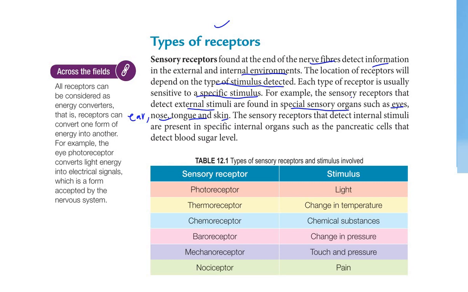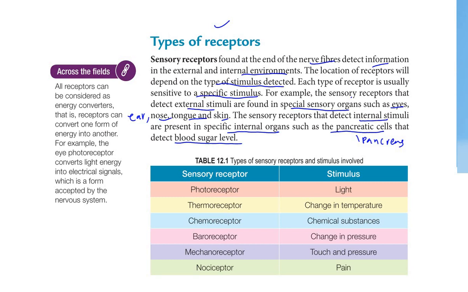The sensory receptors that detect internal stimuli are present in specific internal organs, such as the pancreatic cells in the pancreas that detect blood sugar level. So when we want to detect the external stimuli, we use the five main sensory organs. But for internal stimuli, we have to use the internal organs. For example, the pancreas, because it has pancreatic cells that can detect blood sugar level.